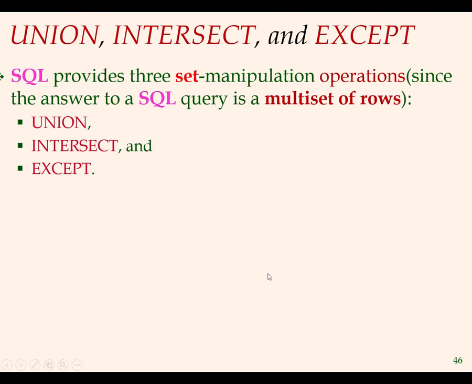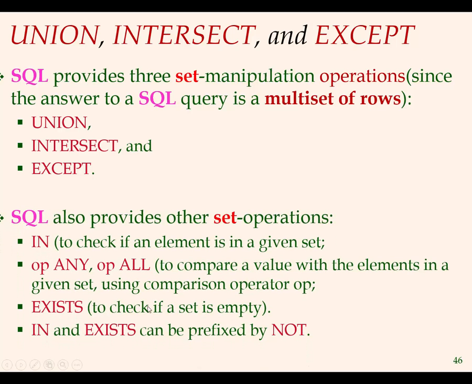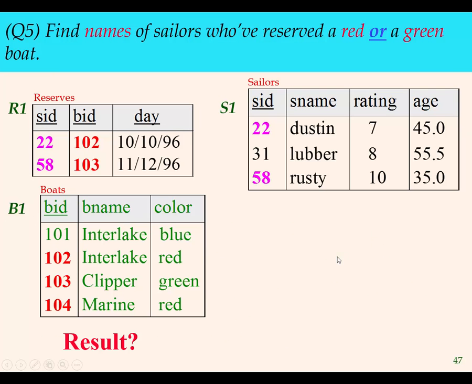So we'll look back. Let's introduce some more power. Union, intersect, except. Again, what I'm dealing with is sets, and these are operations on sets. So more set operations: in, any, all, exists. Or you can actually put a not in front of any of these operators.